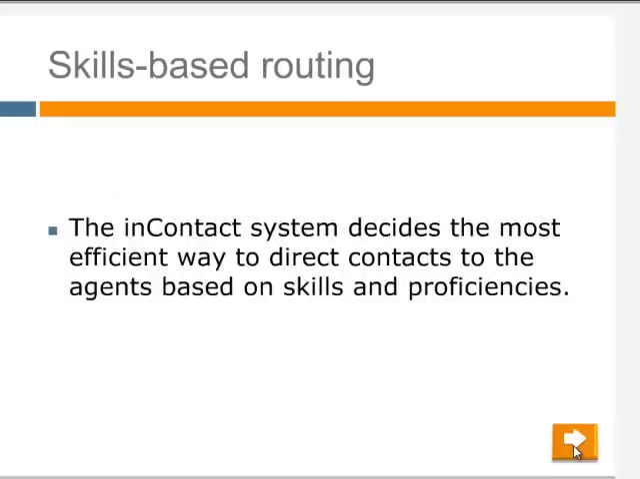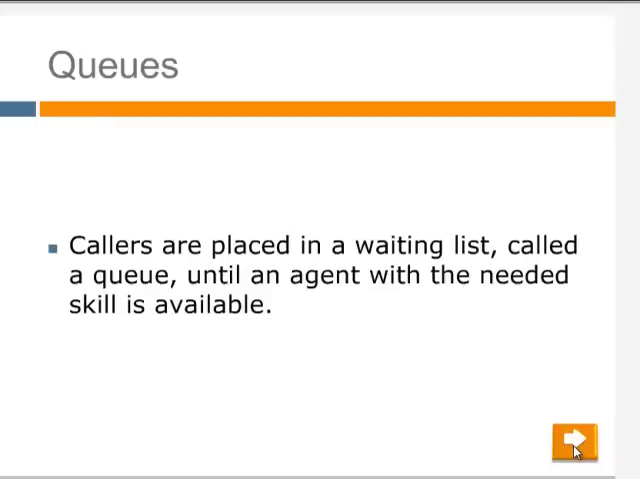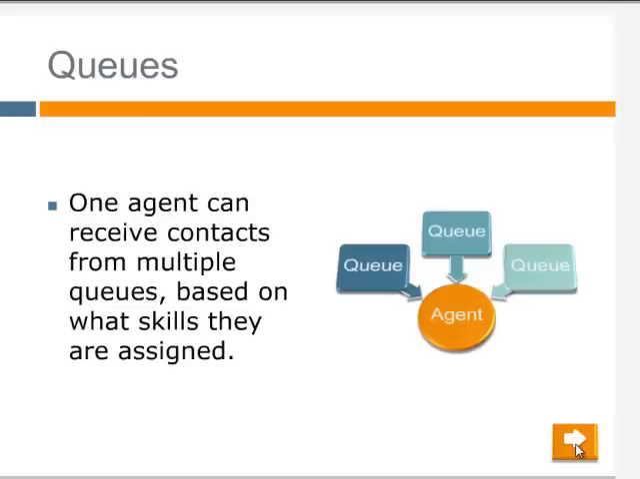The inContact system decides the most efficient way to direct contacts to the agents based on skills and proficiencies. Callers are placed in a waiting list called a queue until an agent with the needed skill is available. Queues. One agent can receive contacts from multiple queues based on what skills they are assigned.